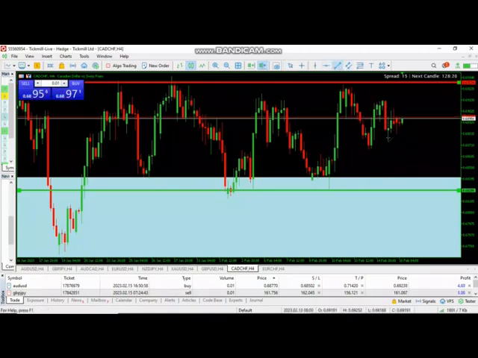Let's go quickly. Let's see. If you go from there to there, look at that, and if you go from there to there, you see what is happening. This is a triangle. So this is also a pattern that you can follow. Now from this pattern, according to the rules of this pattern, price is either going to break to the upside or price is going to break to the downside. Alright, so you have to wait.